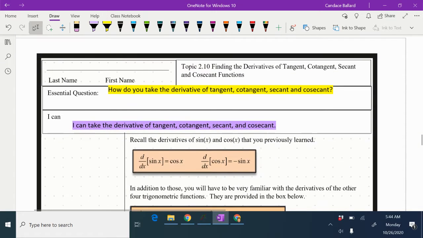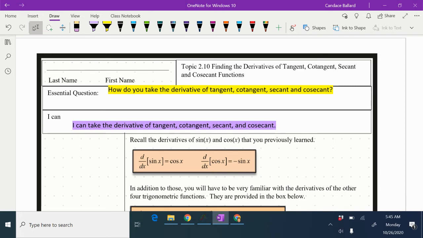In this video, we're going to start topic 2.10, finding the derivatives of tangent, cotangent, secant, and cosecant functions. So our essential question is, how do you take the derivative of tangent, cotangent, secant, or cosecant? And I can take the derivative of tangent, cotangent, secant, and cosecant.